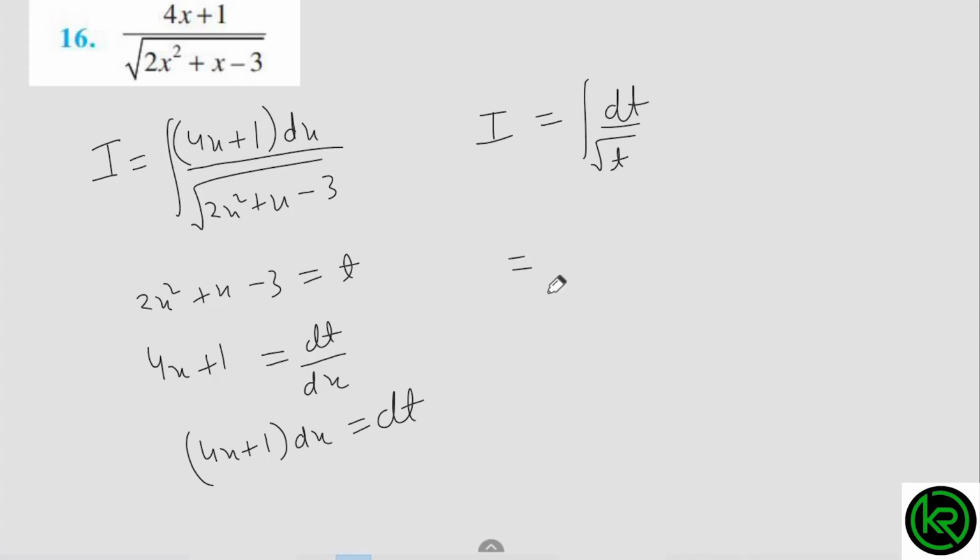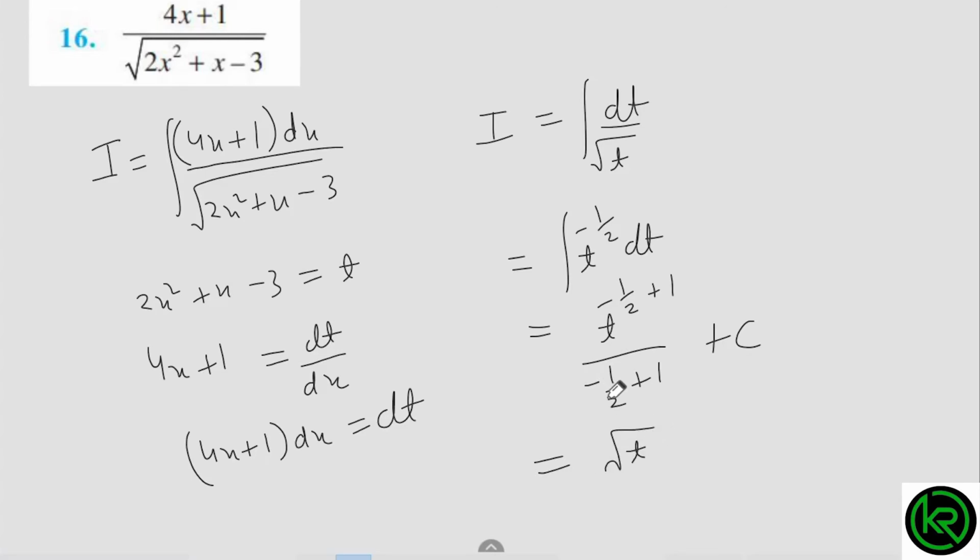Okay, so under root t means we can write t to the power minus half when we take it upside, and its integration is t to the power minus half plus 1 upon minus half plus 1 plus c, and minus half plus 1 is half, so half in the denominator, 2 root t plus c, and t value is 2x square plus x minus 3 plus c.